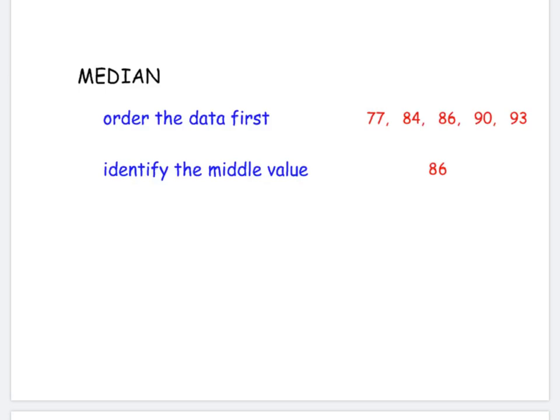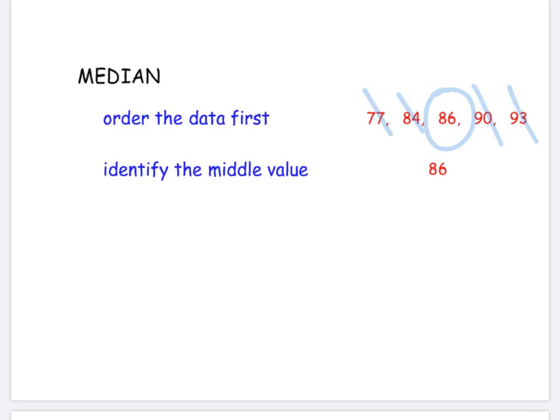To find the median, you have to put the data in order first, from least to greatest. So our data is in order: 77, 84, 86, 90, and 93. To identify the median, you have to cross off the numbers as you go, one from each side, until you get to the number that is in the middle. So I'd first cross off one from the left and one from the right, one from the left, one from the right. That leaves the number 86 in the middle. So then that would mean our median temperature would be 86 degrees.